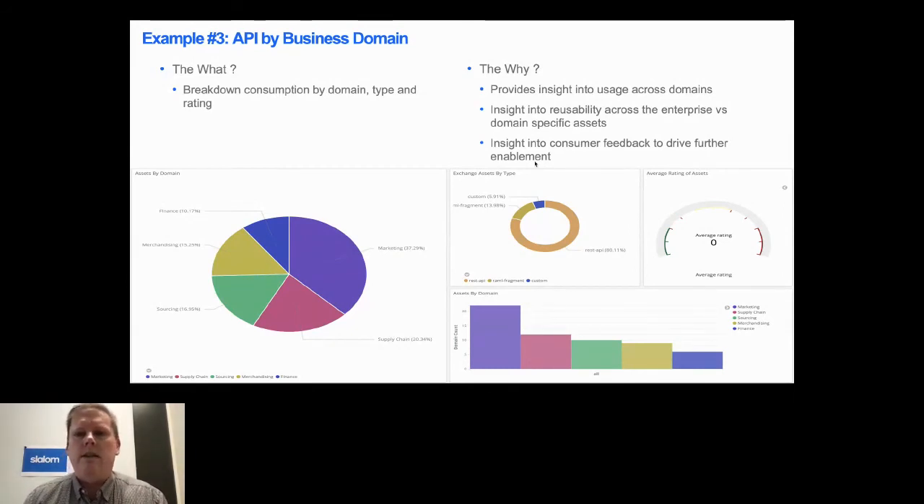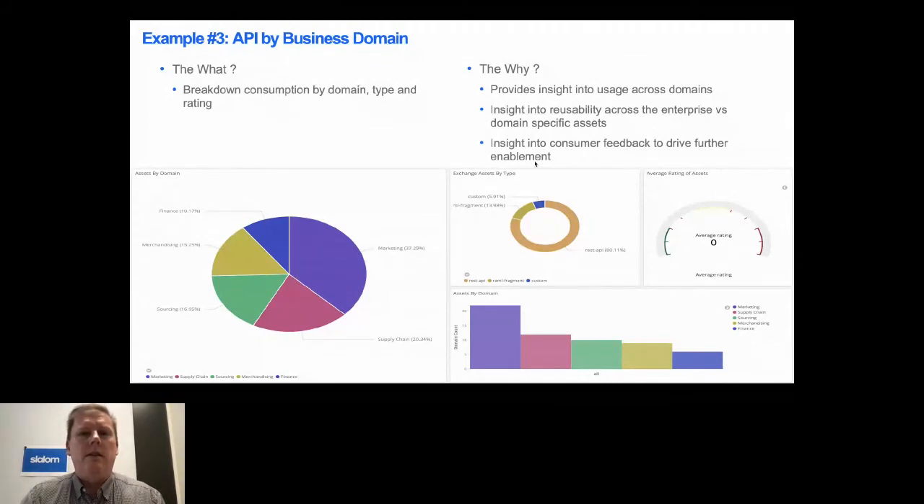So why are we doing this? Well, we want to get insight for different domains and different stakeholders as to how their APIs are being consumed and give them access to this kind of insight. But we can also get a view of enterprise versus domain-specific assets and also common assets. And the amount of reuse can then inform what we do with the platform and also how we evolve the products on that platform.